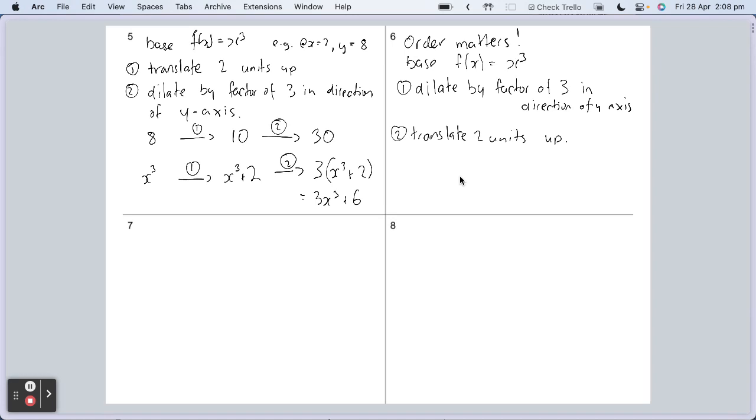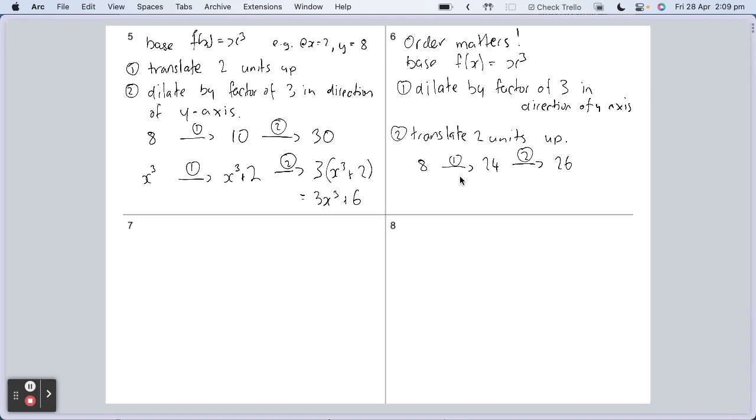Let's have a look at the coordinate 8. It says dilate by a factor of 3. So what would that give me? Dilate by a factor of 3 means I'm scaling up my y coordinate from 8 to 24. Great. And then I'm translating by 2 units. So 24 gets translated 2 units up to 26. So you can see it's a different coordinate, right? And it's a different rule.